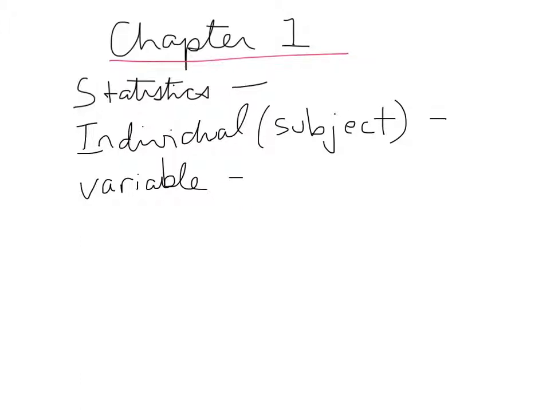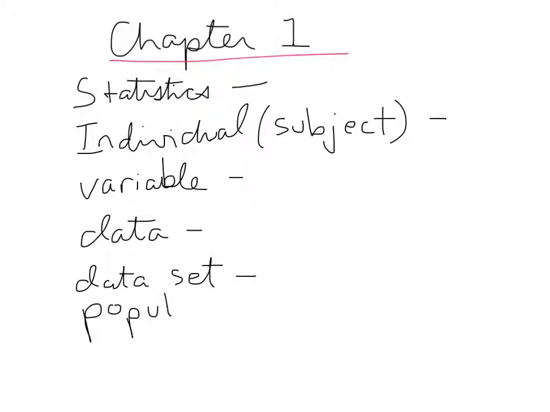The next definition that we want to be familiar with is data. Basically, that's the collection of all the values of all the variables that you've measured. The data set is the collection of those data values. The last two definitions on this slide here, which are very important: population versus sample.